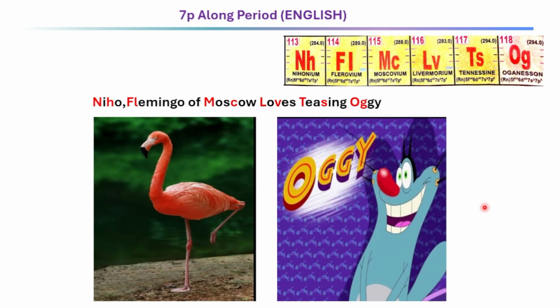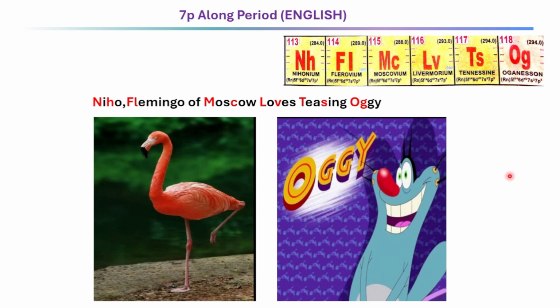Okay, so if you want to remember these 7p elements along period, these are often neglected in the mnemonics, and mostly people don't include them. That's why I have made this separate mnemonic for the 7p elements along period. In the 7p we have nihonium, flerovium, moscovium, livermorium, tennessine, oganesson. So how to remember this?